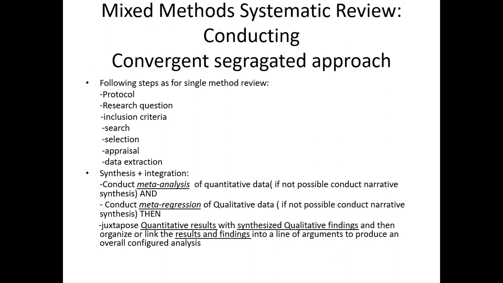But when you have a convergent segregated approach, synthesis plus integration is very important. Other steps are just the same, but for integration, synthesis and then integration. So you conduct first a meta-analysis for quantitative data, and you do the meta-synthesis for qualitative data. Then you juxtapose the quantitative result and the qualitative result, and then try to interlink and find the explanation that you are going to write as your findings. Next.